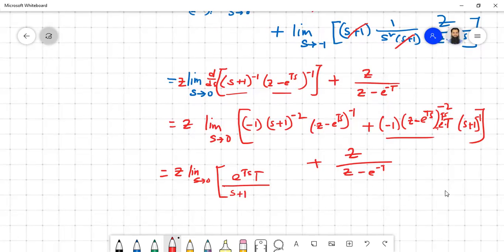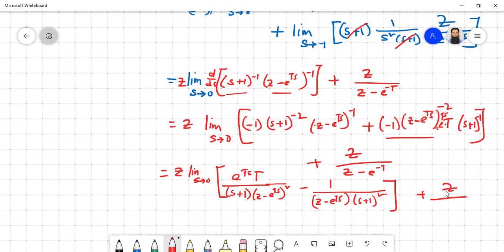So sometimes simple things may become a bit complicated because of not using these things very regularly. So I recommend you to practice a bit, otherwise you may be in difficulty in exam hall. I mean, online exam. So next is z minus e to the power ts, and you have s plus 1 whole square. And obviously the z by z minus e to the power minus t.